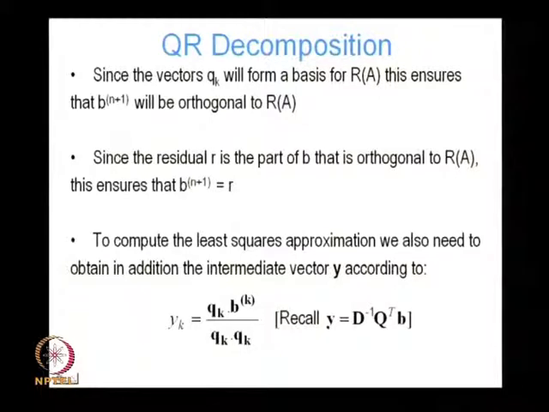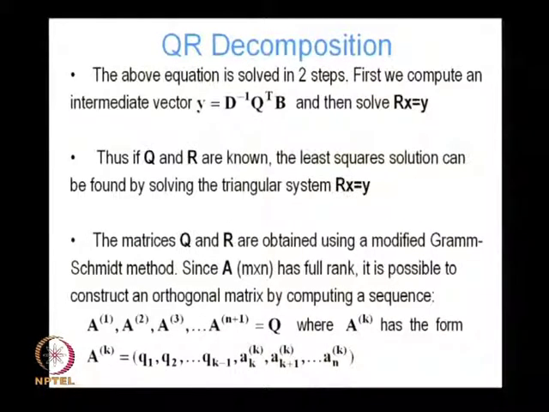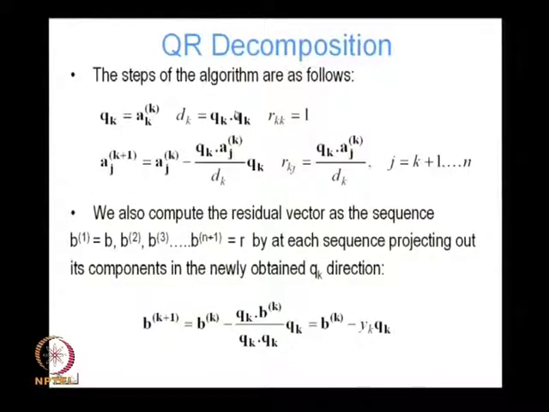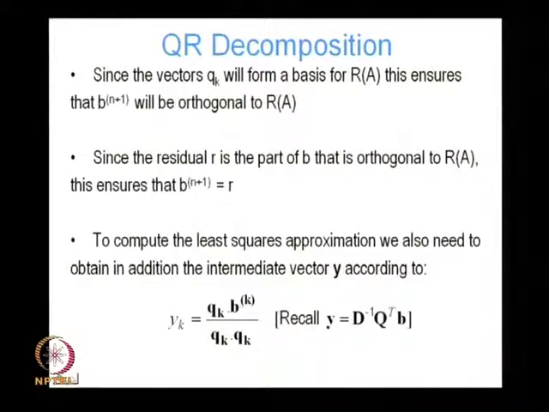To compute the least squares approximation, we also need to obtain in addition the intermediate vector y. Recall that we define y equal to D inverse Q transpose b, and during the QR process we also compute y like this: yk is equal to qk dotted with bk divided by qk dotted with qk. The Q transpose b is that first part, and then we divide by qk dotted with qk. That is the D inverse operation.